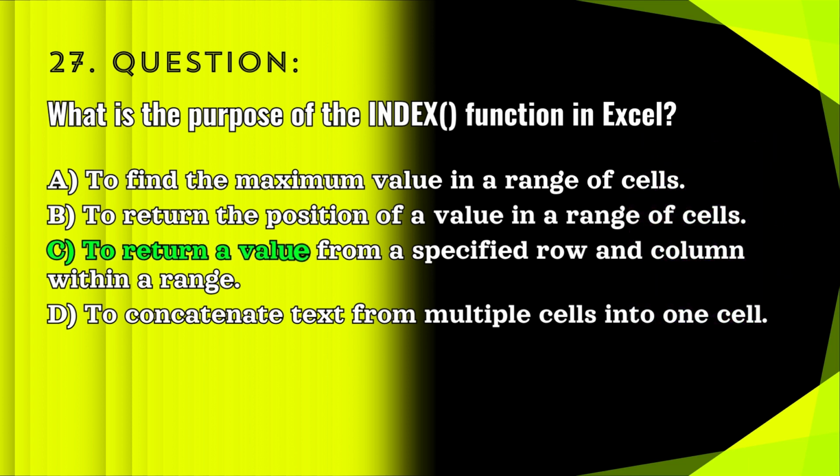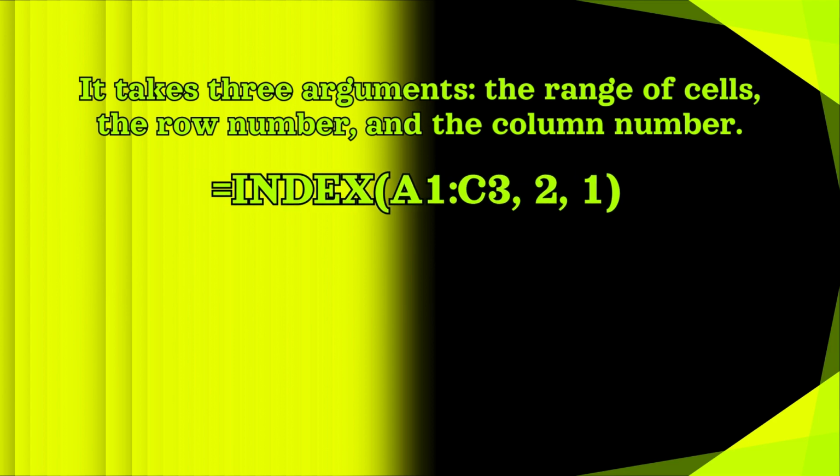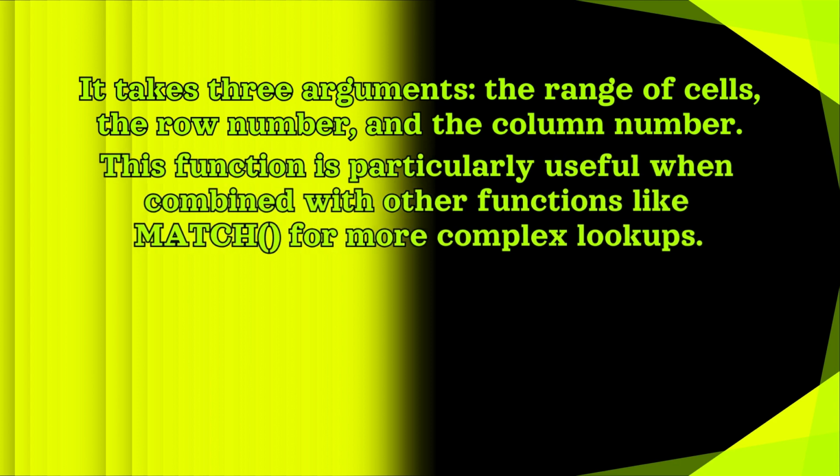So the correct answer is option C. To return a value from a specified row and column within a range. It takes three arguments: the range of cells, the row number, and the column number. For example, this formula would return the value from the second row and first column within the range A1 to C3. This function is particularly useful when combined with other functions like match for more complex lookups.